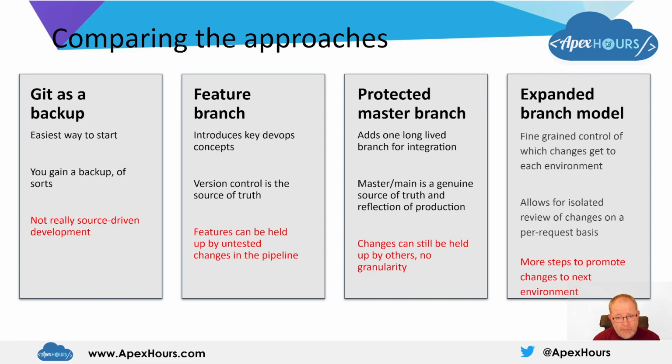So let's have a recap and summarise across those approaches. Git as a backup is pretty self-explanatory. We're using it as a mechanism to save our metadata off platform, which will allow us to revert changes, although it's not easy if the change is several Git commits back and there are deep chains of dependencies. It also doesn't really deliver any of those main benefits of a source-driven development approach.